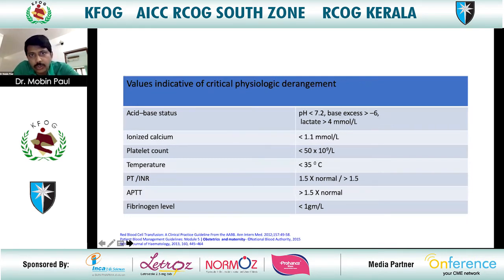So what values do I suggest you look at? It's easily doable, except fibrinogen, in almost all centers. Do a gas, and look for the pH, base excess and lactate. Ionized calcium also comes in the same ABG report, along with a platelet count, temperature, INR and APTT. And a fibrinogen level should be there for an obstetric tertiary care setup.